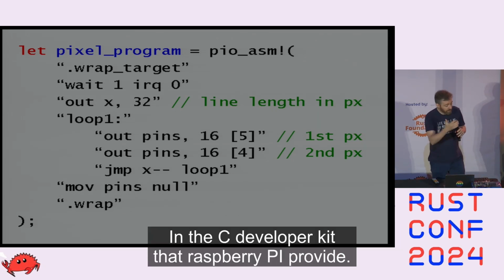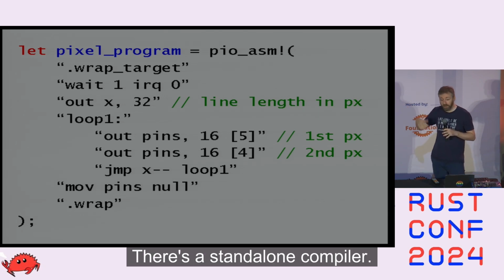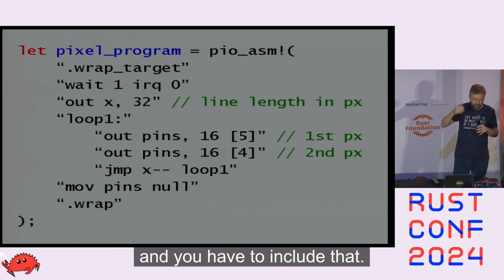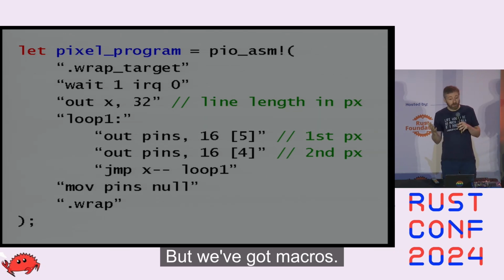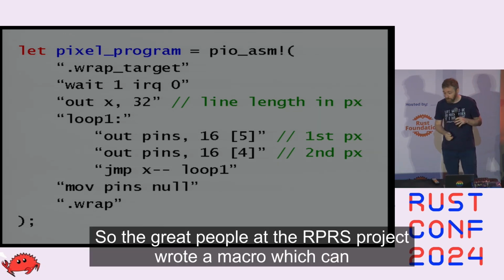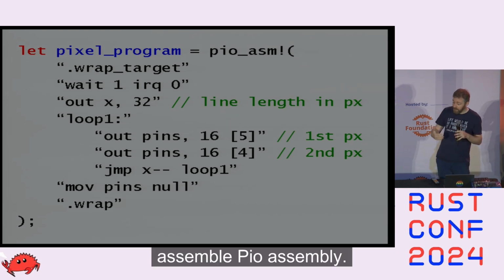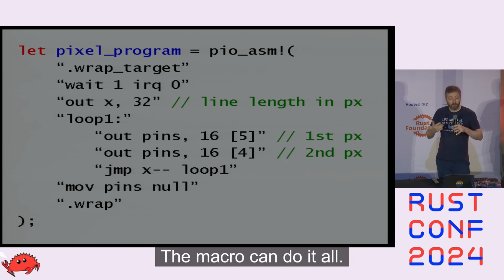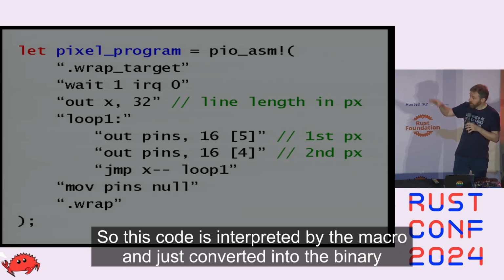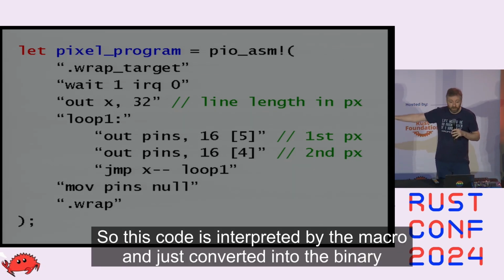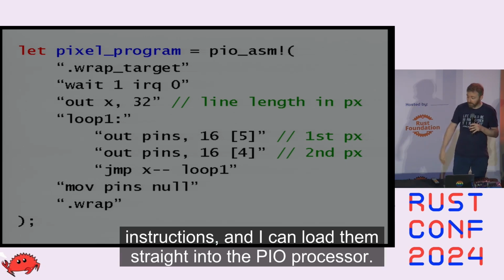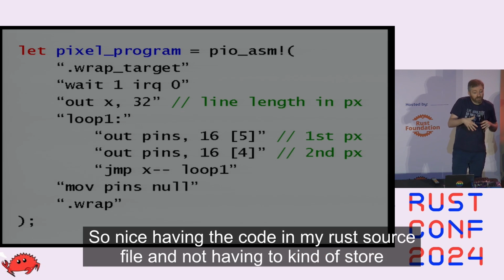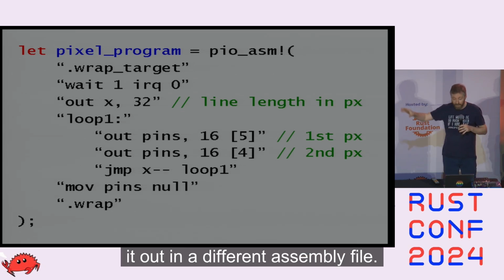In the C developer kit that Raspberry Pi provide, there's a standalone compiler, and you compile your PIO assembly code, and you get a file out, and you have to include that. But we've got macros. So the great people at the RP-RS project wrote a macro which can assemble PIO assembly. We don't need to use the C SDK at all. The macro can do it all. So this code is interpreted by the macro and just converted into the binary instructions, and I can load them straight into the PIO processor.